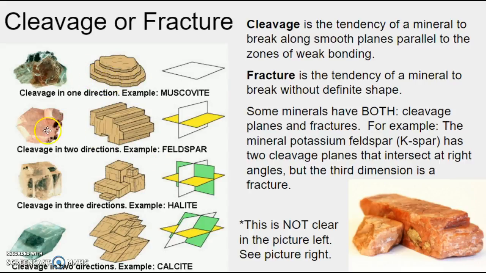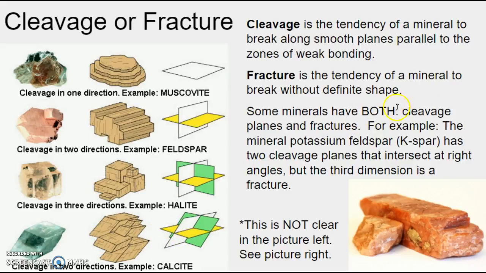Here we have a feldspar that has two very nice planes of cleavage at 90-degree angles. Here we have halite. This actually has three cleavage planes in all three planes, X, Y, and Z. So we have three all at 90 degrees. And here's an example of calcite where we have three cleavage planes that are not at 90 degrees.